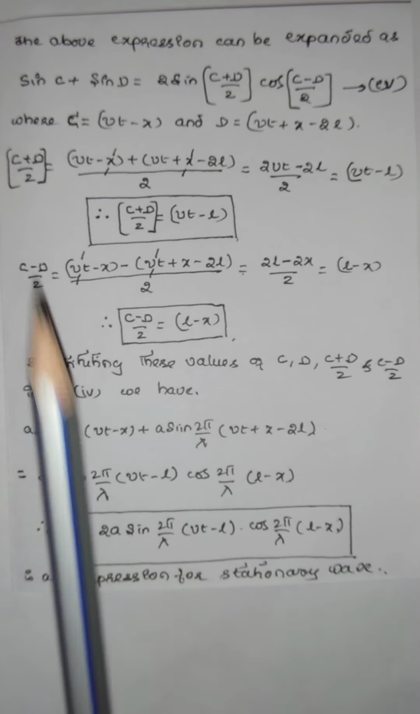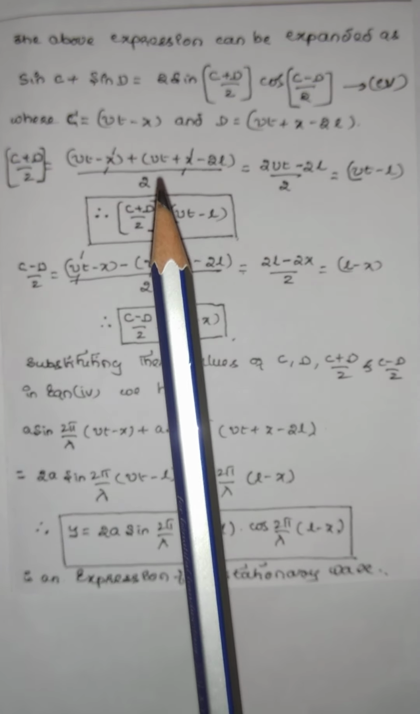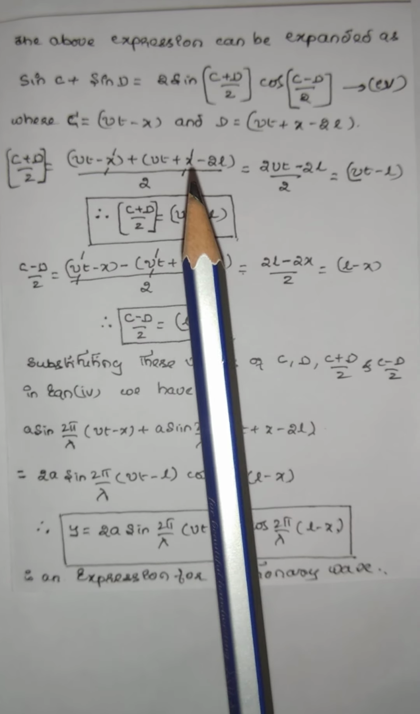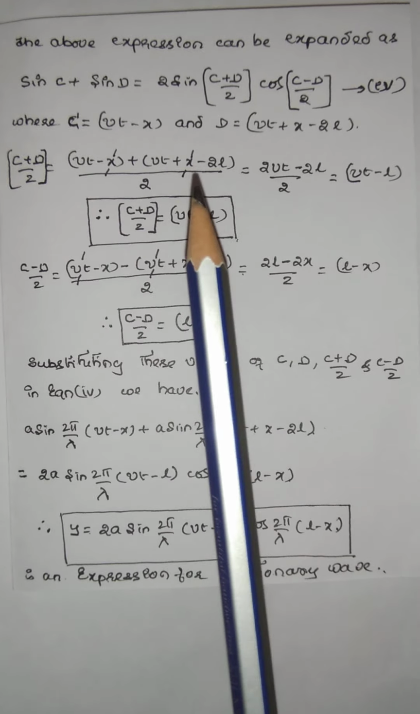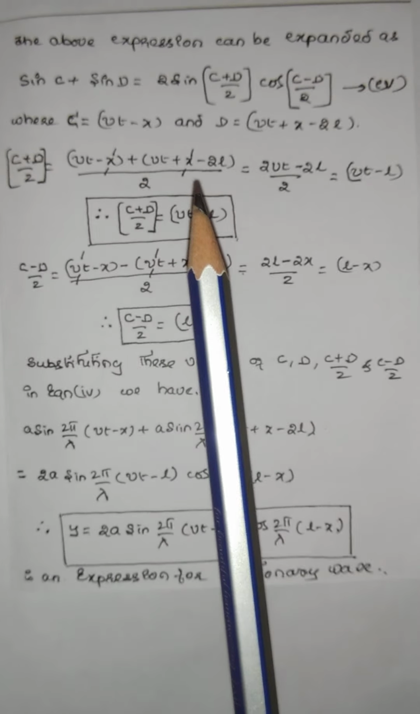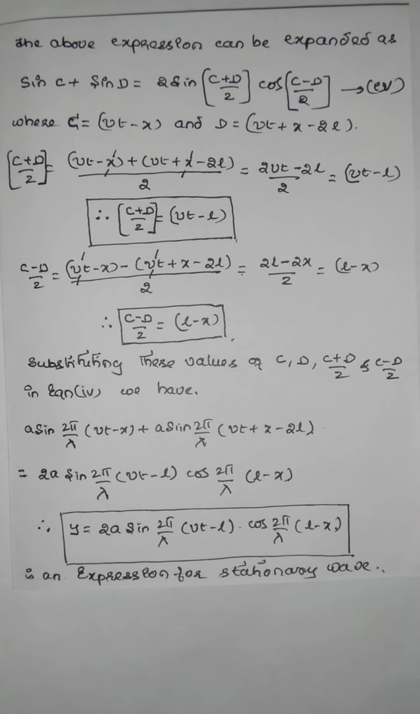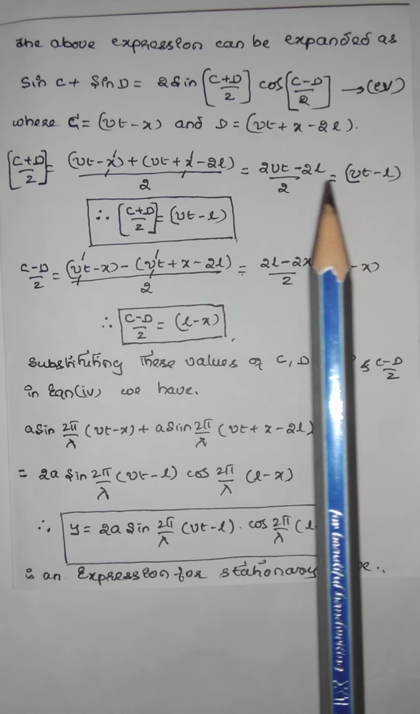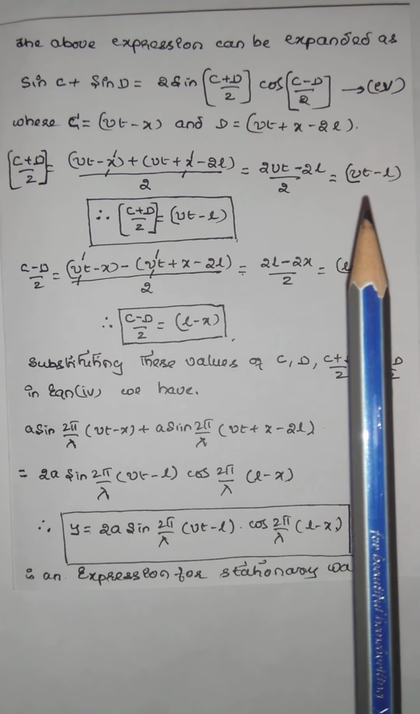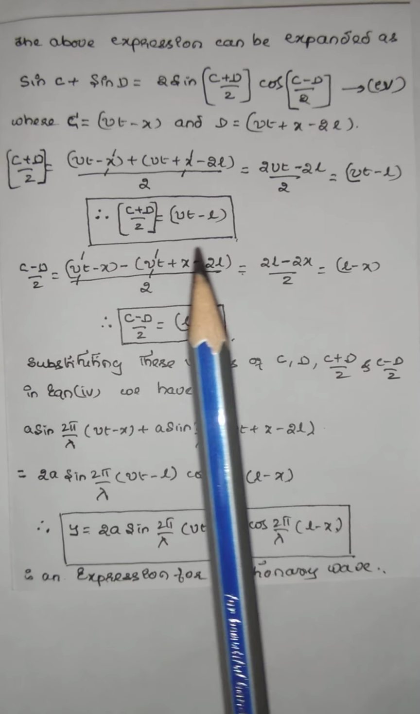And (C plus D) by 2 is given by (Vt minus x plus Vt plus x minus 2L) by 2. Here, this value of x cancels. Then Vt plus Vt is 2Vt, plus into minus is minus 2L, divided by 2. Here, when I take 2 common, this value of 2 cancels with 2 in the denominator. We get this as Vt minus L. Therefore, (C plus D) by 2 is given by Vt minus L.